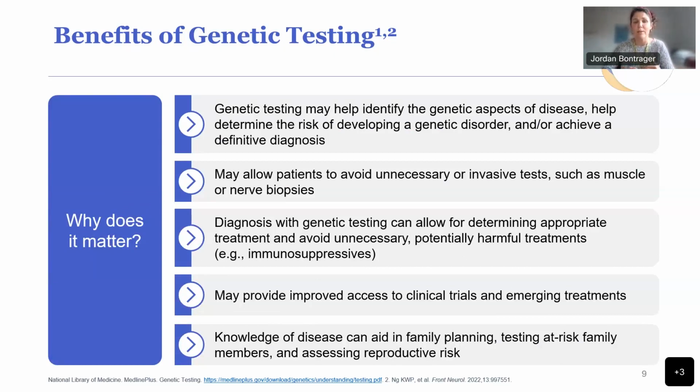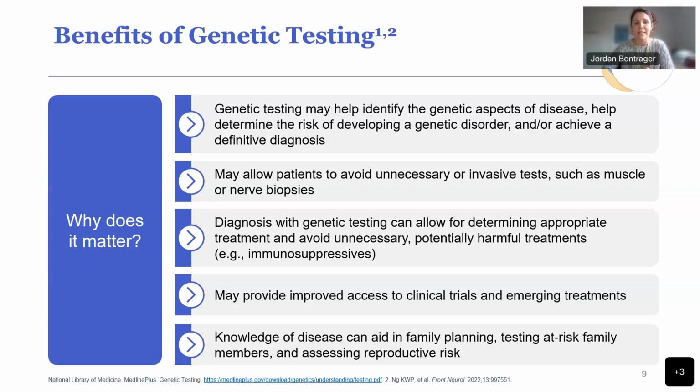It can also, for asymptomatic patients with a family history of a genetic diagnosis, give a better idea of what their risk is for developing a genetic disease over the course of their life. It may allow patients to avoid unnecessary or invasive tests, such as muscle or nerve biopsies, which were more routinely done in the past before genetic testing, but more and more so we're doing genetic testing first, and then if needed, going to muscle biopsy or these surgical procedures. So genetic testing has allowed us to decrease the need for these invasive procedures.